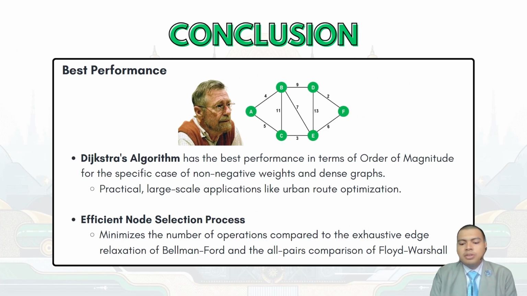So this is the conclusion section. The best performance we have chosen is the Dijkstra algorithm, which has the best performance in terms of order of magnitude for the specific case of non-negative weights and dense graphs, due to its attributes, which is practical for large-scale applications like urban road optimization. It has an efficient node selection process by minimizing the number of operations compared to the exhaustive edge relaxation of Bellman-Ford and all-pairs comparison of Floyd-Warshall.